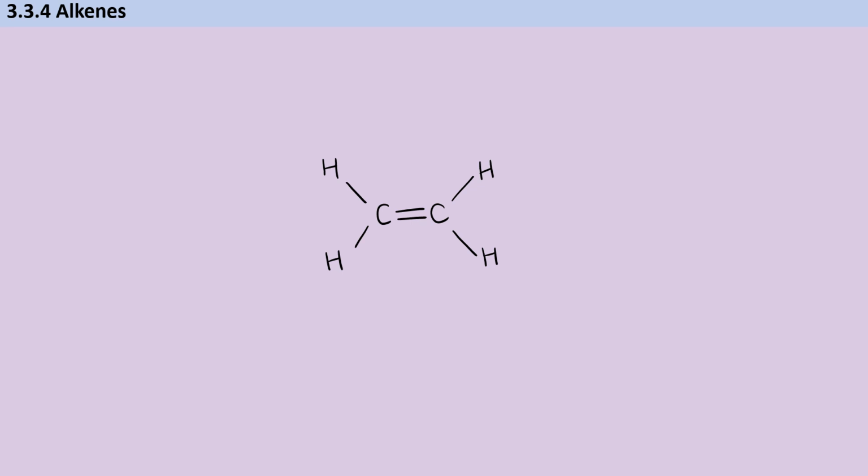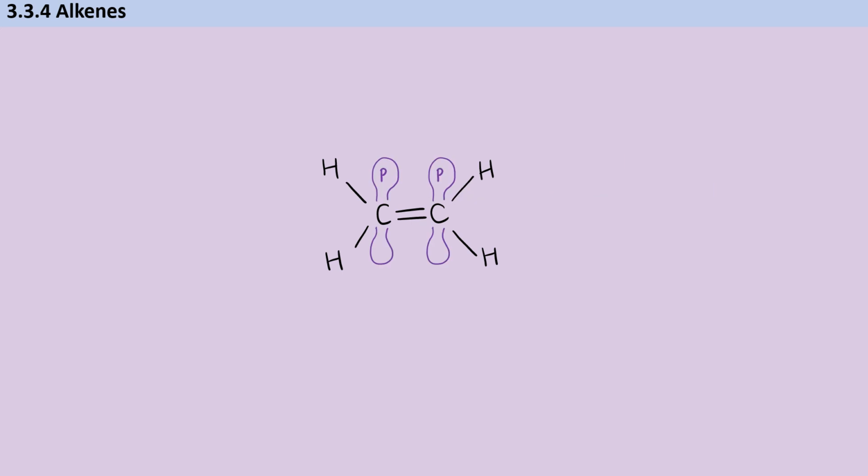So most of the bonds in an alkene are sigma bonds. These are covalent bonds that are formed when the orbitals of the electrons from each atom overlap end to end. So all of the carbon-hydrogen bonds in the alkene are sigma bonds, and also the first carbon-carbon bond is also a sigma bond.